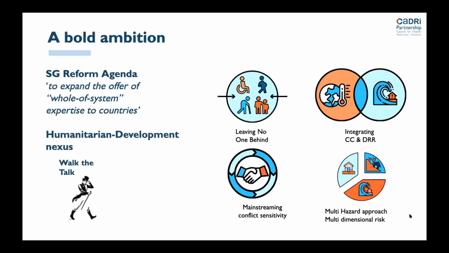Important to mention that under the new joint program, 2019-2023, the CADRI partner agencies have worked jointly to improve the offer of services to countries. Basically, they are looking into the common diagnosis and planning tools to expand their scope, notably looking into first putting leaving no one behind at the center of the programming, integrating climate change and disaster risk reduction, mainstreaming conflict sensitivity into DRR and climate change, and then, of course, building systems to understand the interlinkages between hazards and multidimensional risks, as an important lesson from the recent COVID pandemic, of course.